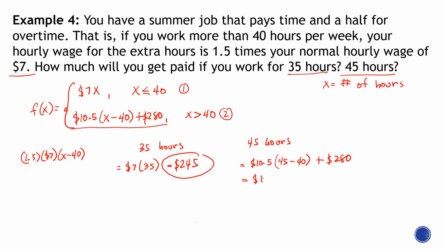So 10.5 times 5 plus $280. So 10.5 times 5 is equal to 52.5 plus $280. So 52.5 plus 280 is equal to $332.50.